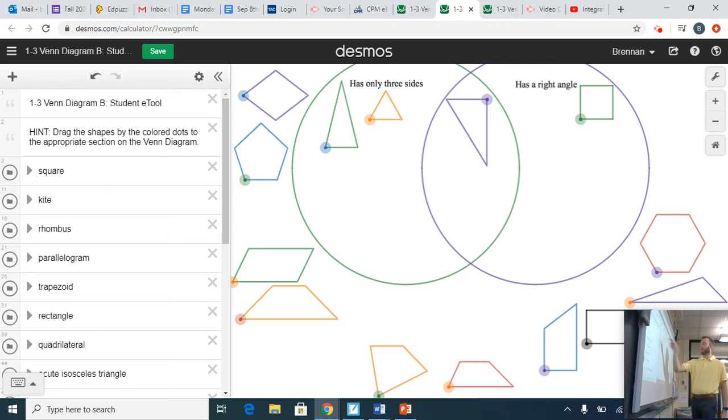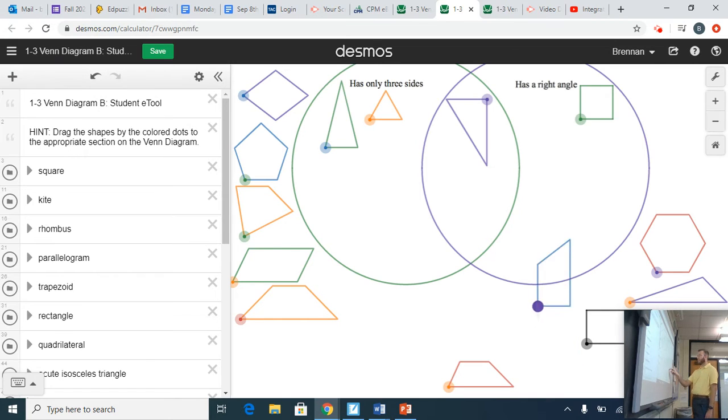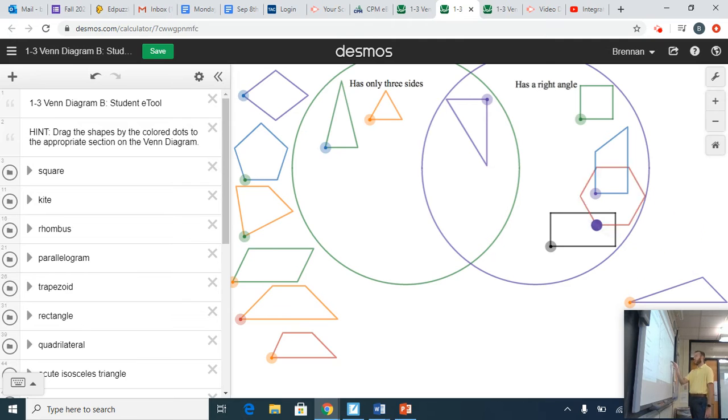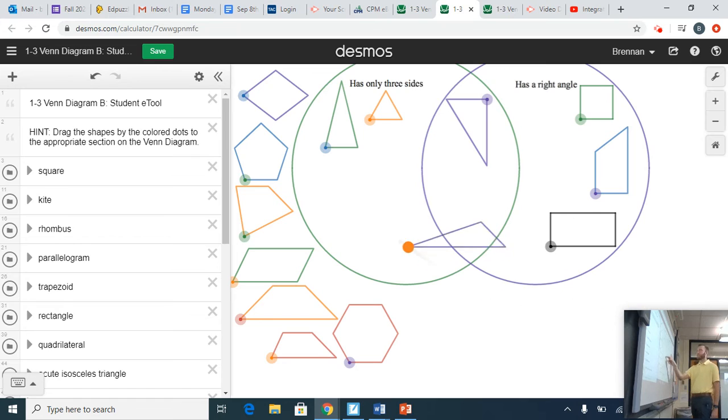Pentagon, neither of them, so it goes out. This kite has neither, so we leave that out. This has a right angle, but more than three sides. This has neither of those, so we leave it out. Our rectangle here has right angles. Our hexagon has none of them, and this triangle has three sides, but does not appear to have a right angle.